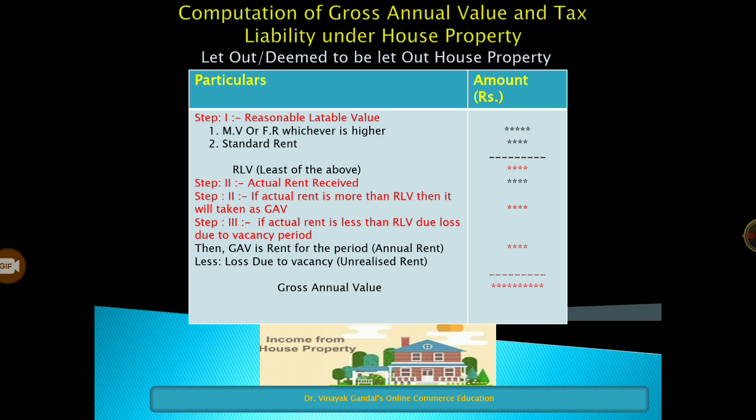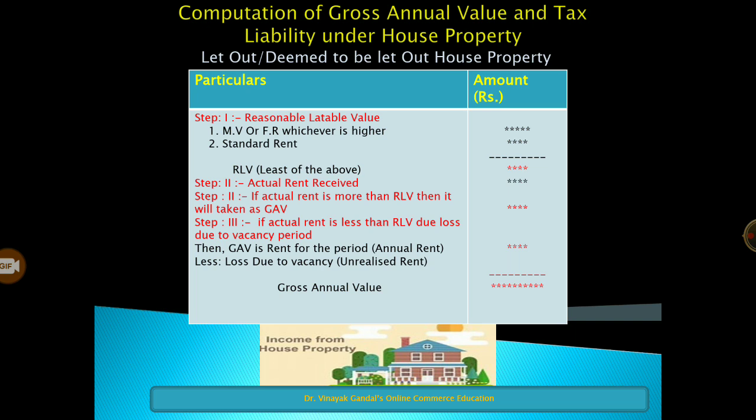Then we have to also consider step second for the purpose of determination of gross annual value, and step second is related with actual rent received. So whatever actual rent received during the year for the house property, that is to be considered, and the rule is if actual rent is more than reasonable letable value, then actual rent will be taken as a gross annual value. But if actual rent is less than reasonable letable value, then we have to consider step third. In that case, step second is not applicable.